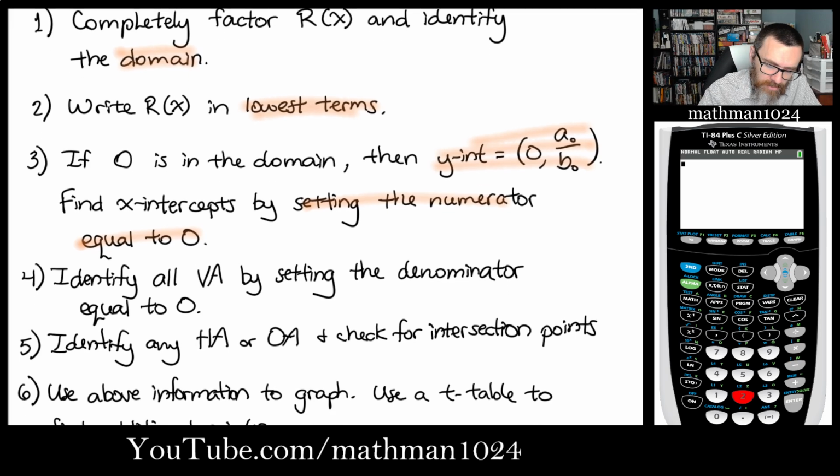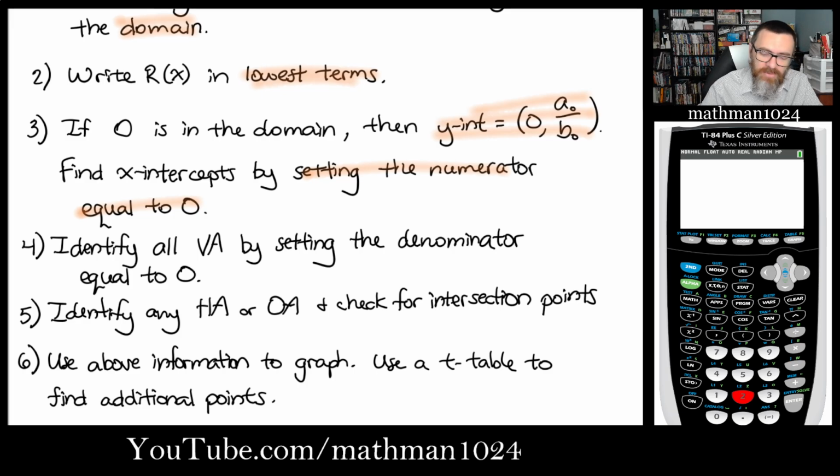Now, for this next part, we identify all the vertical asymptotes by setting the denominator equal to 0. So we've got to make sure we keep those straight. Vertical asymptotes will come from setting the denominator equal to 0 once we have our function in lowest terms. The x-intercepts come from setting the numerator equal to 0. In other words, you're trying to figure out what makes the numerator equal to 0, because 0 over whatever, as long as it's not 0, is going to give you 0, which will then lead to your x-intercept.